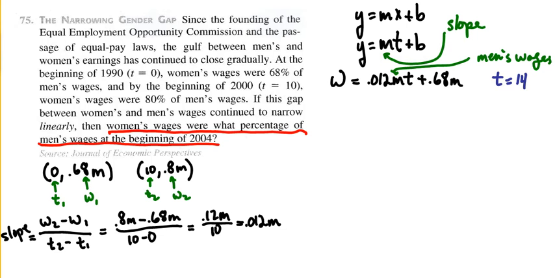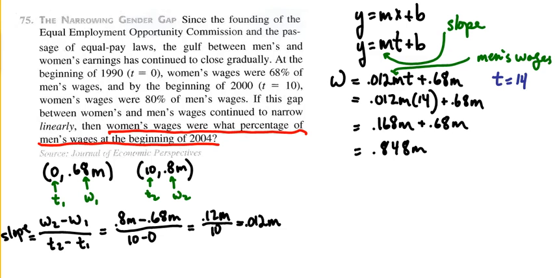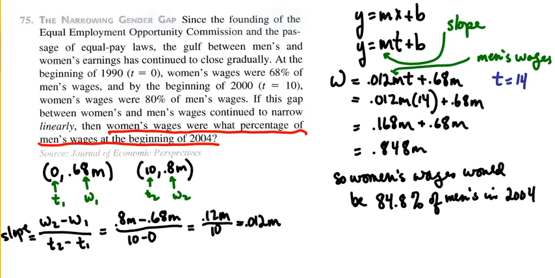So t is going to be equal to 14. So I need to multiply 14 times 0.012 m. And remember that multiplication is commutative, so I can multiply the 14 times the 0.012 directly. And when I do that, I'm going to get 0.168 m. And now I have 0.168 m plus 0.68 m, and that gives me 0.848 m. And that means that women's wages would be 84.8% of men's wages in 2004.